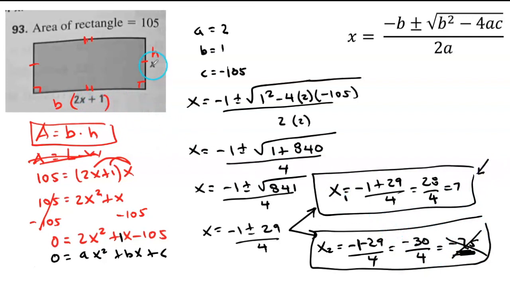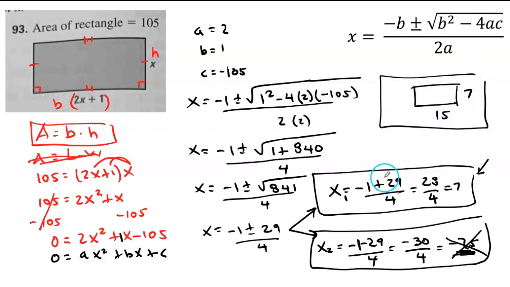All right, so let's plug it back in. 7 here, and now 7 times 2 is 14, plus 1 is 15. So the rectangle is 7 on one side and 15 on the other. These are the dimensions of my rectangle. Solution. All right, let's do another one, a little more complex.